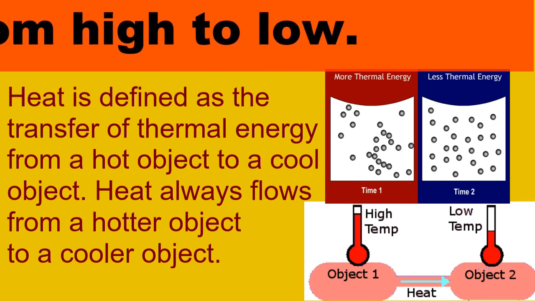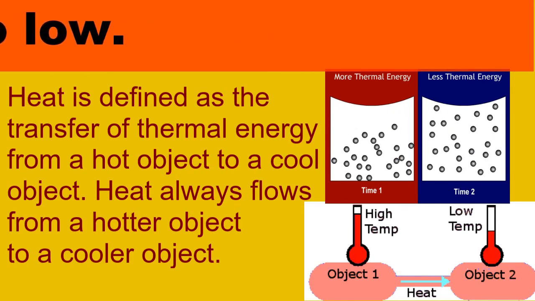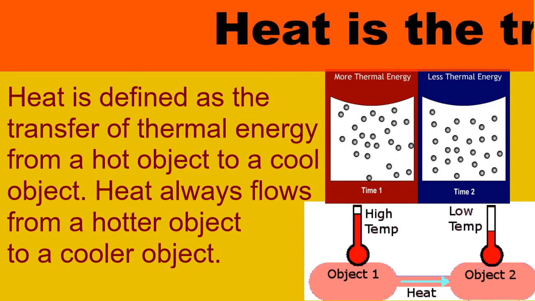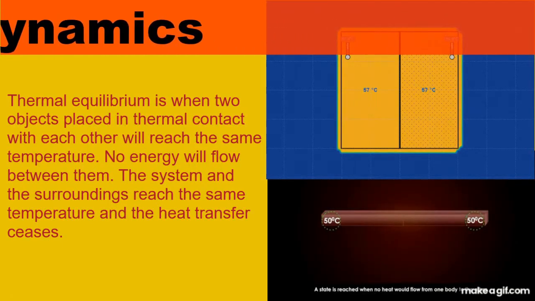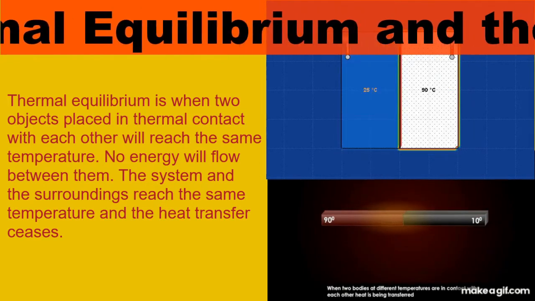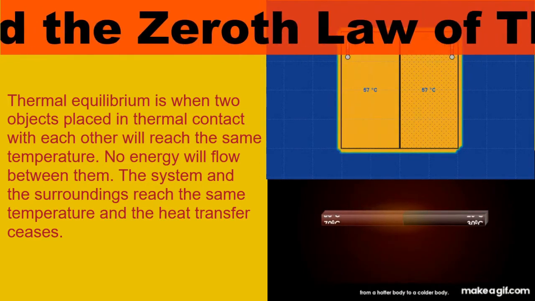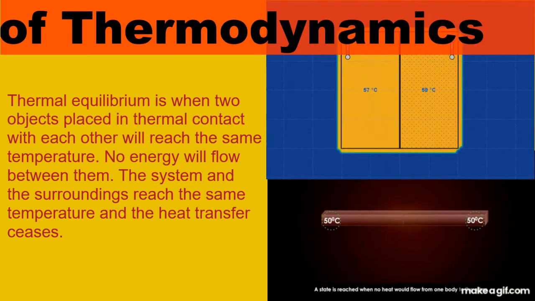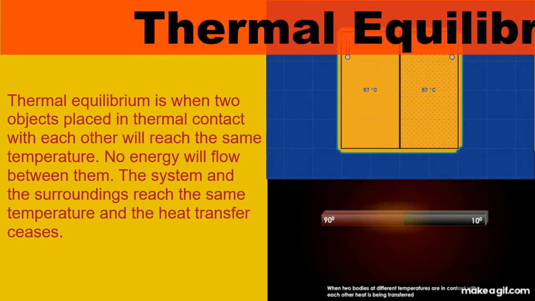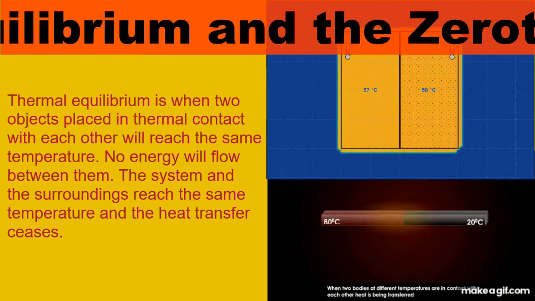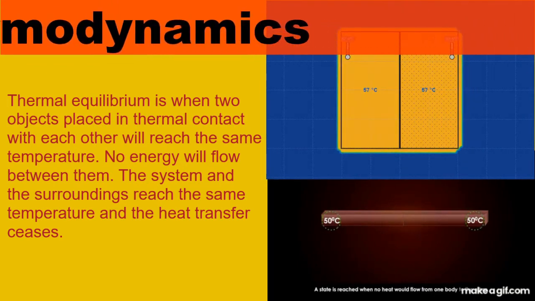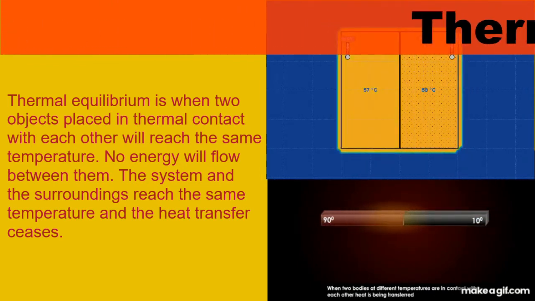Thermal equilibrium is when two objects placed in thermal contact with each other will reach the same temperature. No energy will flow between them. A temperature difference between two locations will cause a flow of heat. As long as the temperature difference is maintained, a flow of heat will occur. This flow of heat continues until the two objects reach the same temperature. Once their temperatures become equal, they are said to be at thermal equilibrium, and the flow of heat no longer takes place.